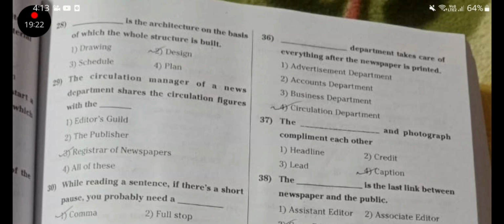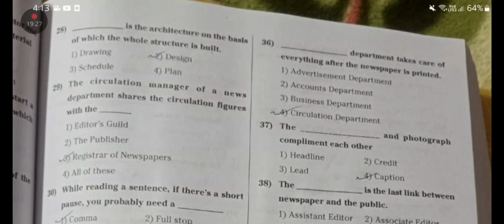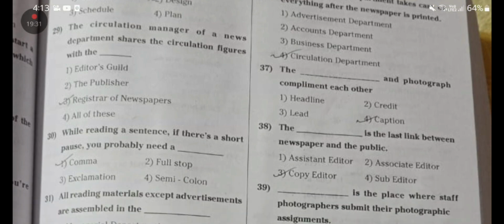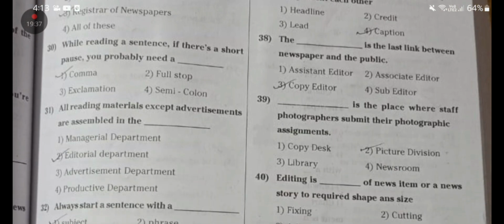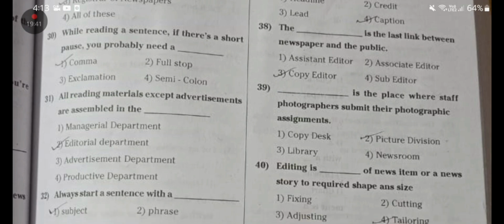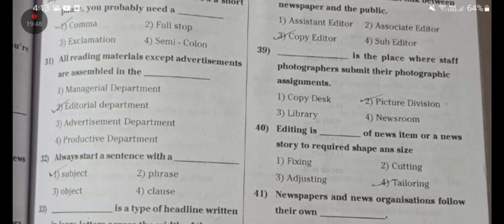Dash is the architecture of the basis of which the whole structure is built. Design. The circulation manager of a news department shares the circulation figures with the register of newspapers. While reading a sentence, if there is a short pause, you probably need a comma. All reading materials except advertisement are assembled in the editorial department.